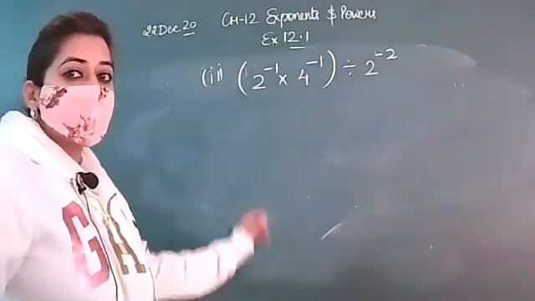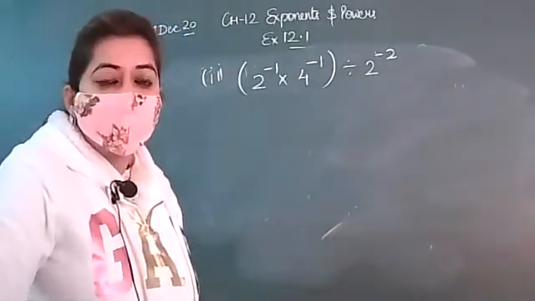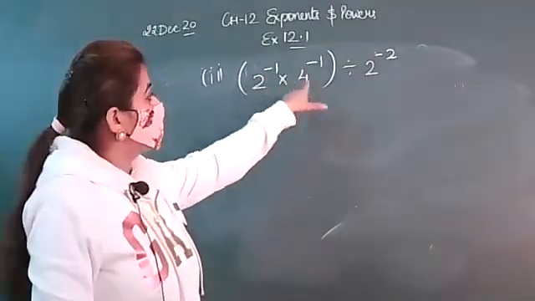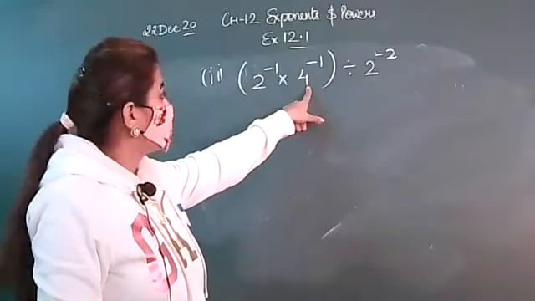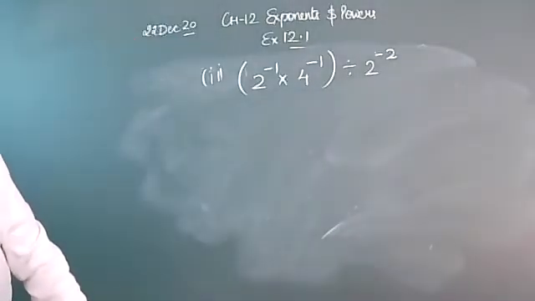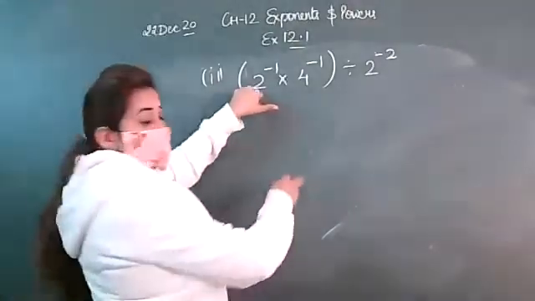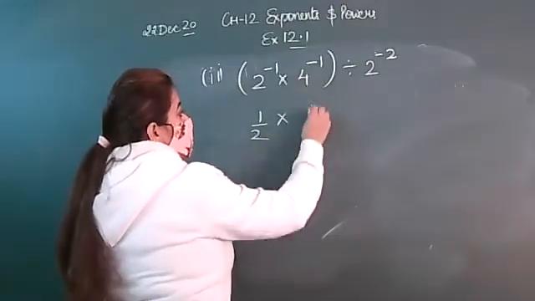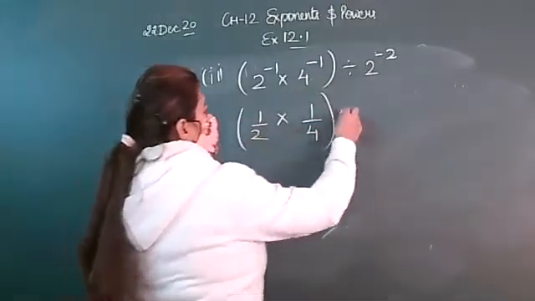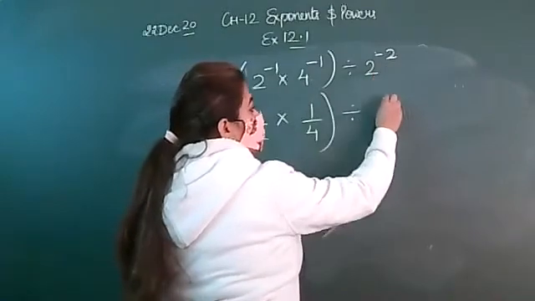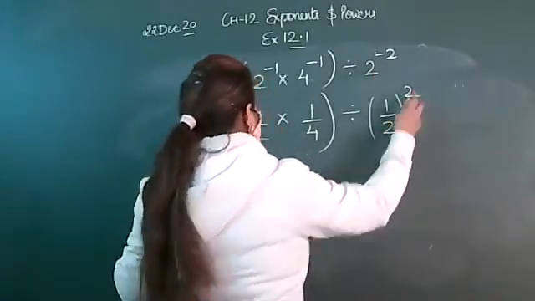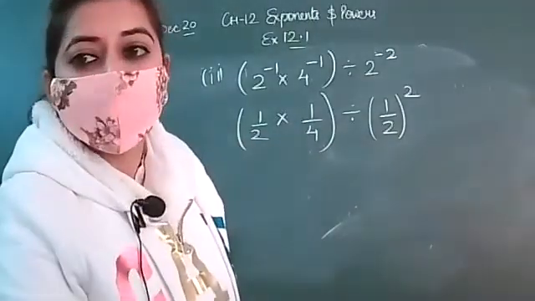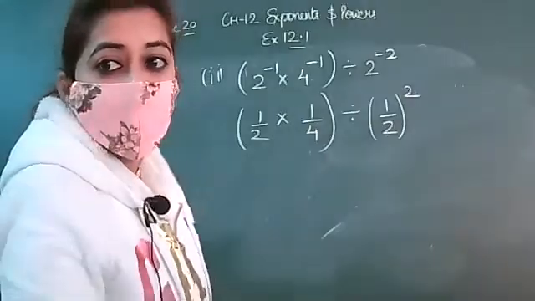Start this sum, beta. Try to solve this on your own. Negative power is there. So make the reciprocal of this term and then the reciprocal of this term. Both the terms are multiplying. So if you make the reciprocal of it, it will become 1 by 2 raised to power 1. So no need to write the 1. Here, if you make the reciprocal, it will give you 1 by 4, divided by, make the power positive, it will give you 1 by 2 raised to power 2. Now solve this bracket first. Multiply this, that will give you 1 by 8.